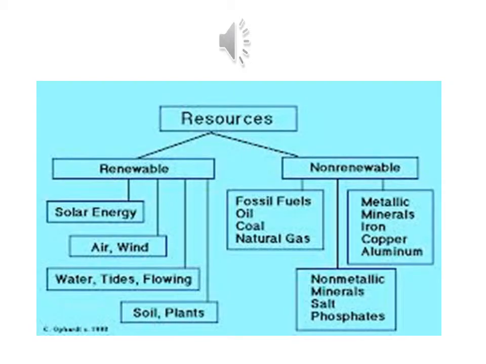This graph shows renewable and non-renewable resources. Some renewable resources are solar energy, air, wind, water, tides, flowing water, and soil plants. Non-renewable resources are fossil fuels, which include oil, coal, natural gas, metallic materials, which are iron, copper, and aluminum, non-metallic materials, which are salt and phosphates.